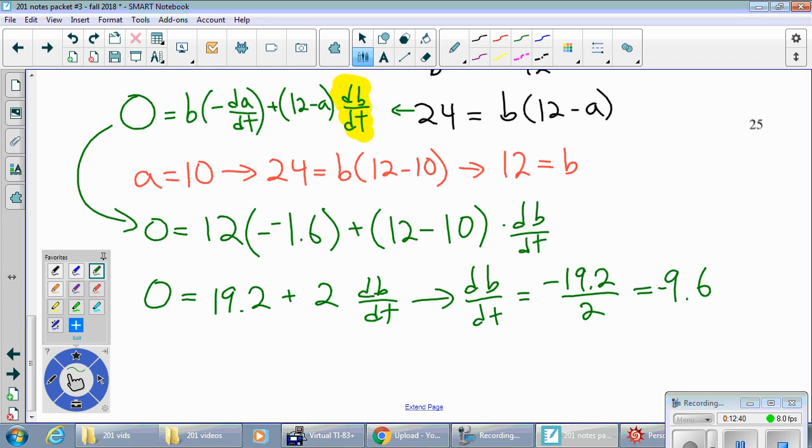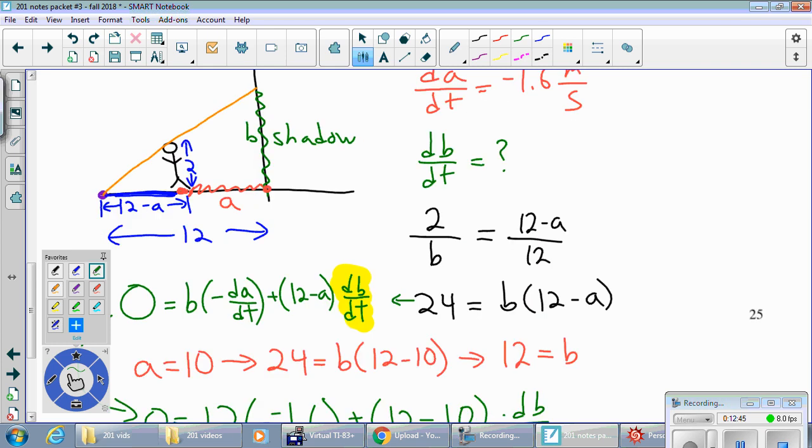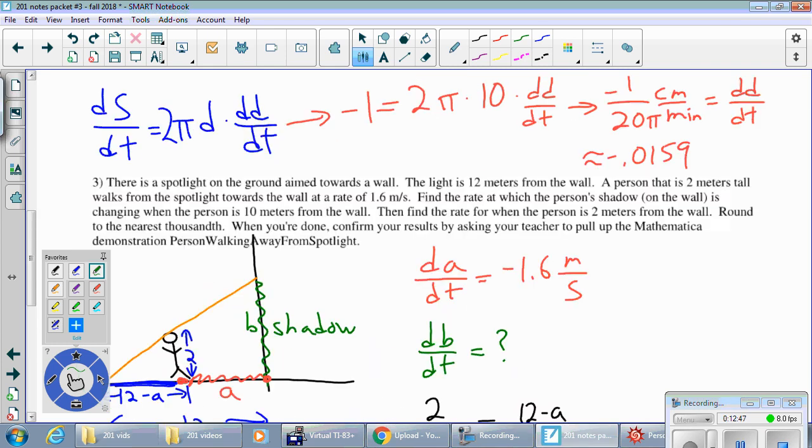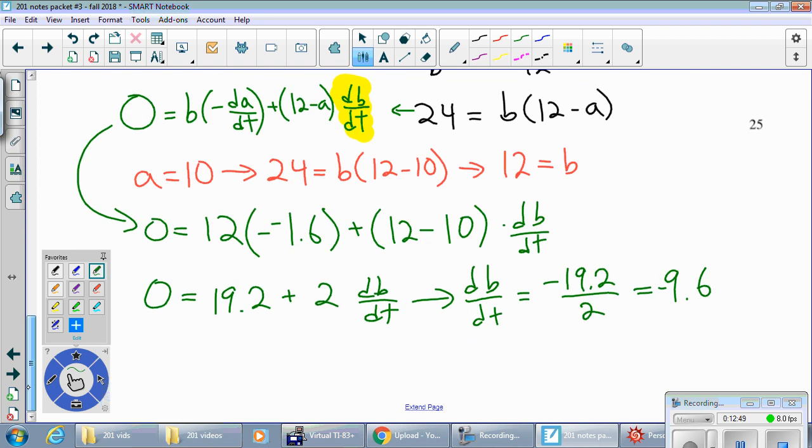Okay, and then the units there are the B units over the T units. So is it meters and seconds? Yeah, same as dA/dt, meters per second. Okay, so at this one moment, when the person is 10 meters from the wall, the length of the shadow is changing by negative 9.6 meters per second.